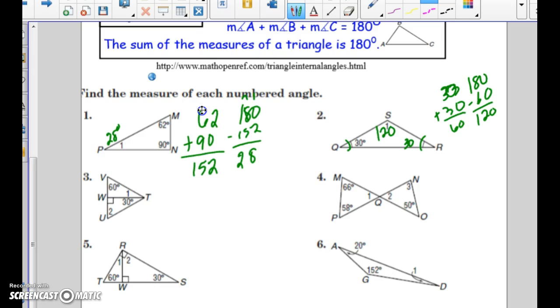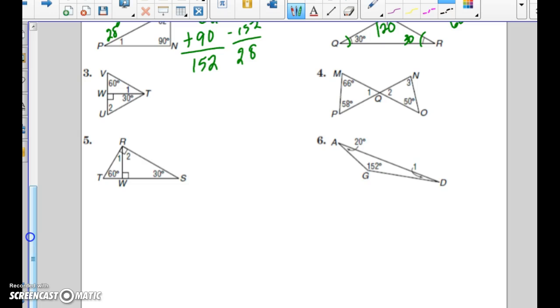What about number 3? Ooh, that one looks ugly. It's the easiest one, because angle W is 90 degrees. This is a straight line, so these two right here have to equal 180. So if this one's 90, that means this one right here is also 90. So what you're doing is looking at this little triangle right here. 90 plus 60 equals 150, and then you have to have 30. Everybody good with that?